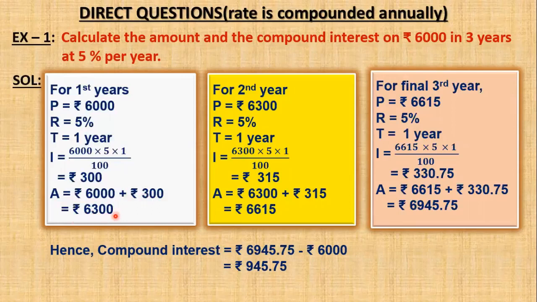So this amount at the end of first year will act as principal for the second year. So principal is equal to rupees 6,300, rate 5%, time 1 year. So interest again PRT upon 100, rupees 315. So amount will equal to principal plus interest, that is 6,300 plus rupees 315, rupees 6,615.